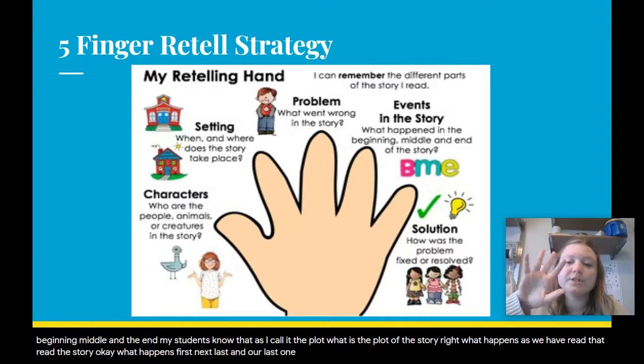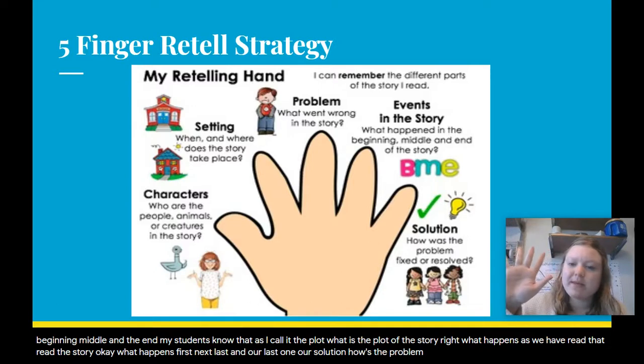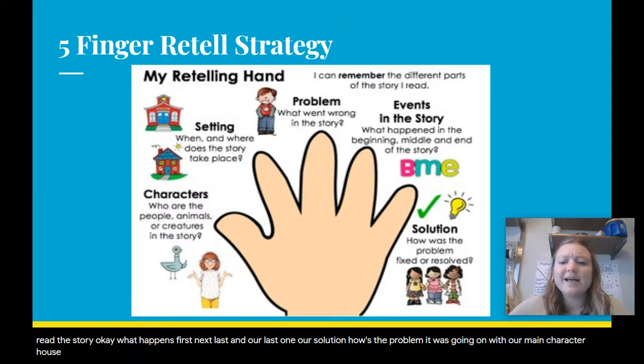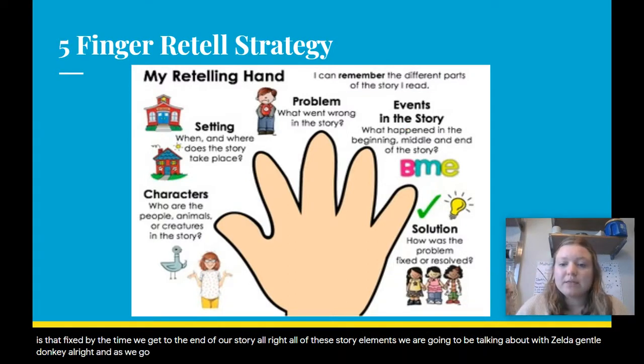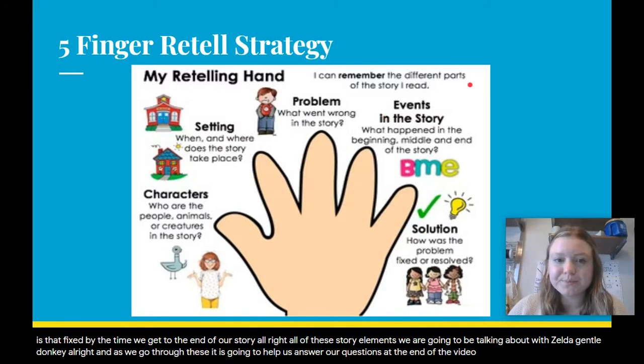And our last one, our solution. How is the problem fixed or resolved? How is the problem that was going on with our main character fixed by the time we get to the end of our story? All of these story elements we are going to be talking about with Zell the Gentle Donkey. As we go through these, it is going to help us answer our questions at the end of the video.